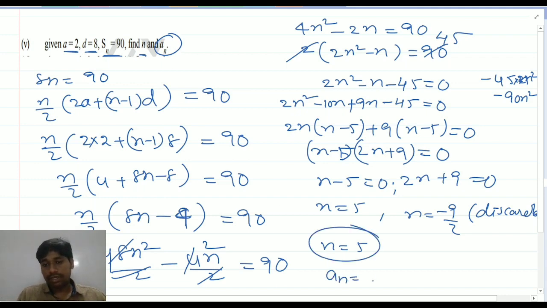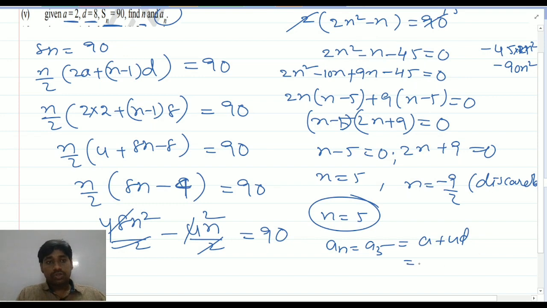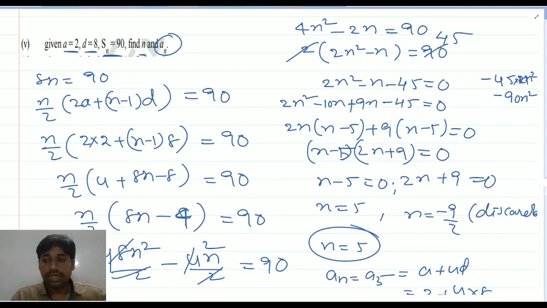a5 is equal to a plus 4d. So a is nothing but 2 plus 4 into 8. 2 plus 32, it is 34. Okay, my dear students, did you get the answer here?